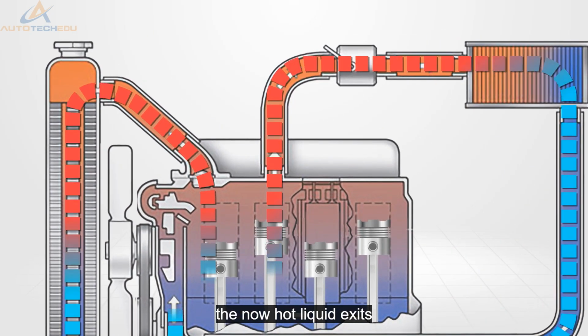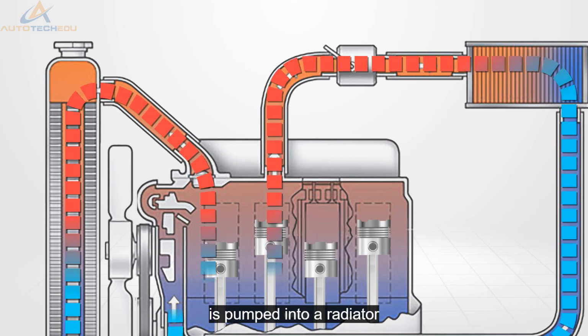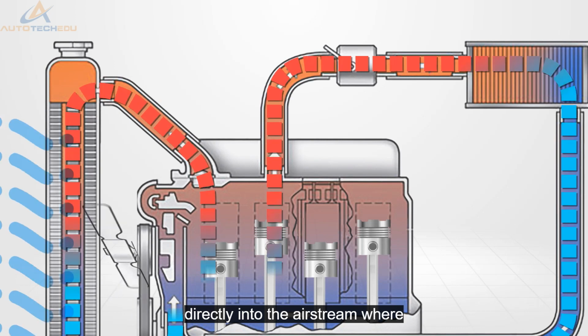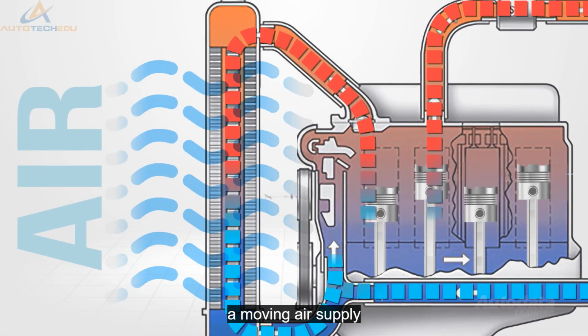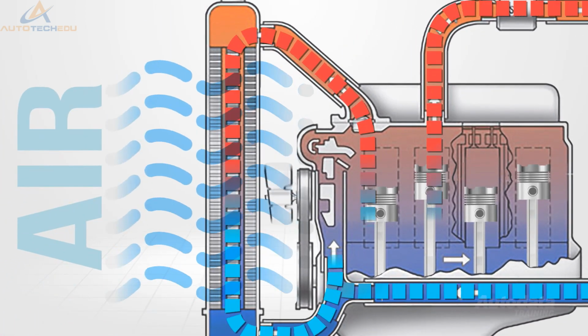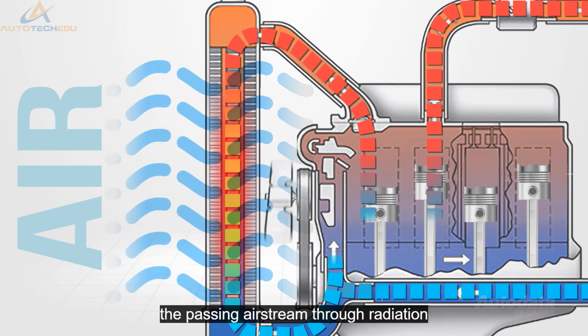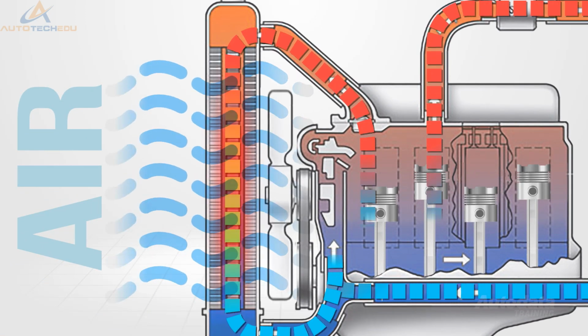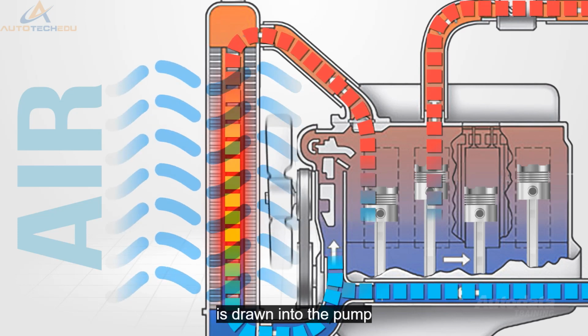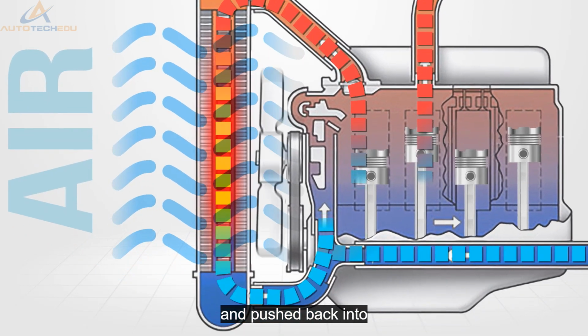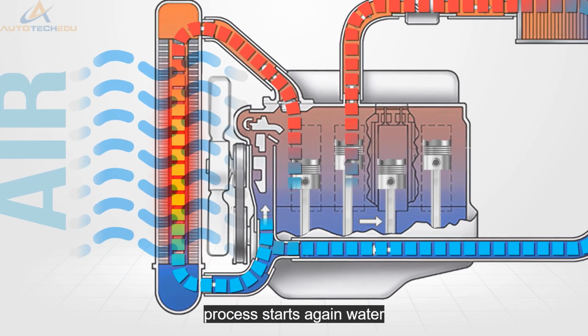The now hot liquid exits the top of the engine and is pumped into a radiator tank. The radiator is placed directly into the airstream, where it is exposed to a moving air supply. As the liquid is pushed through the radiator, heat energy is given off to the passing airstream through radiation. The now cool liquid is drawn into the pump and pushed back into the cooling jackets, and the process starts again.